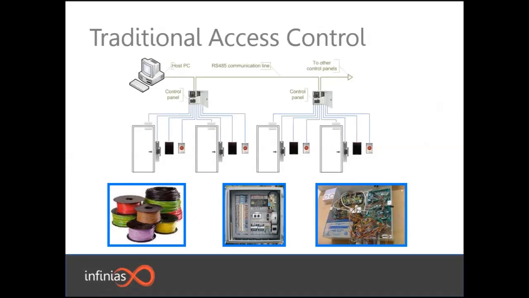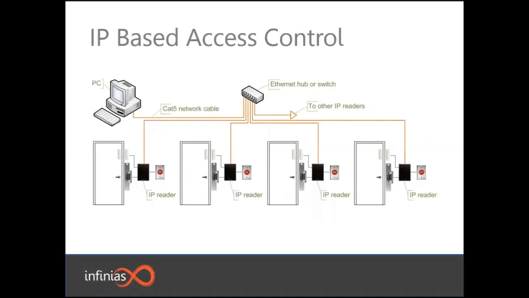With that, let's take a look at traditional access control compared to IP access control solutions. With traditional access control, you're going to be running lots of banana peel, and you're going to have paneling and lots of wiring. It can be very complicated, and the amount of wiring that needs to be done can make for a very time-consuming installation process. Also, it makes finding issues difficult at times.